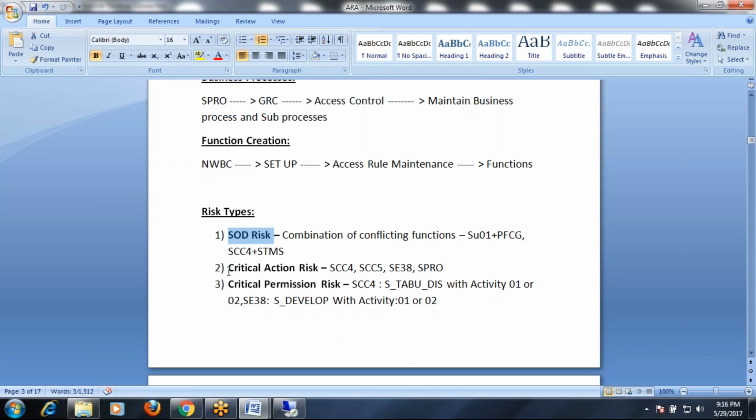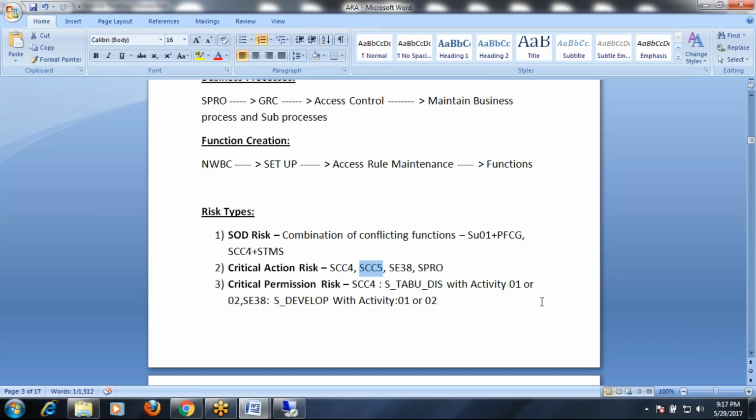The second type of risk is called critical action risk. In the earlier case, a T code should combine with another T code, then only it is a risk. But in the second case, the T code itself is a risk. For example, let us take the example of SCC5. What is the purpose of the SCC5 transaction? That is client deletion. What will happen if a user deletes a client, the production client? It will be a risk for the company.